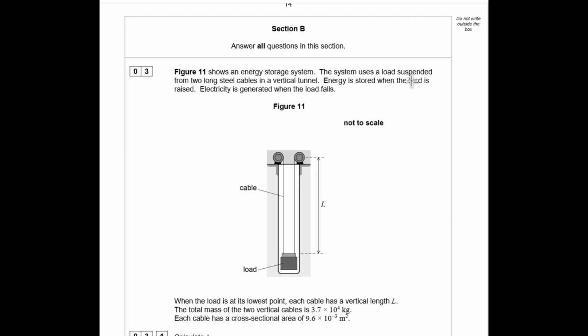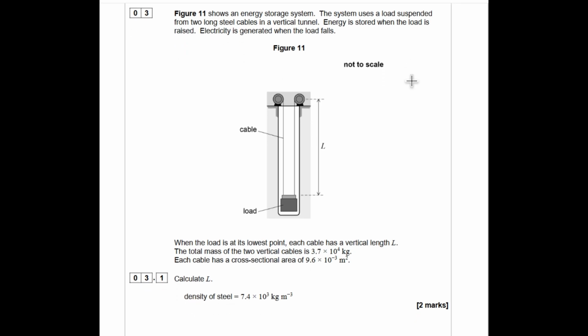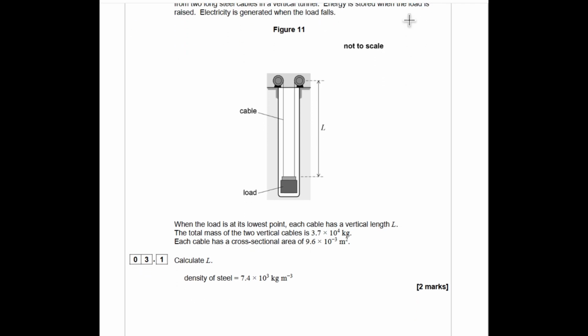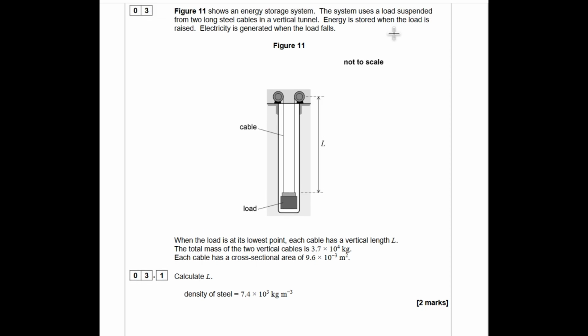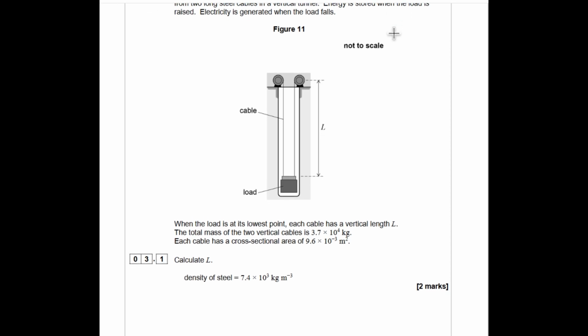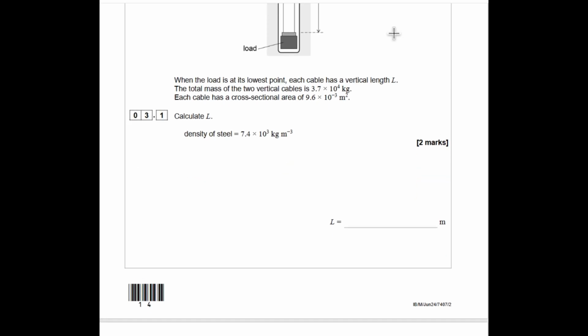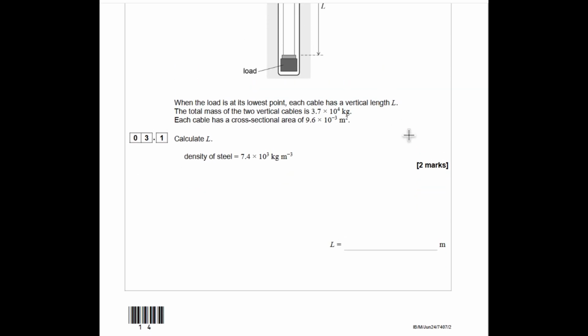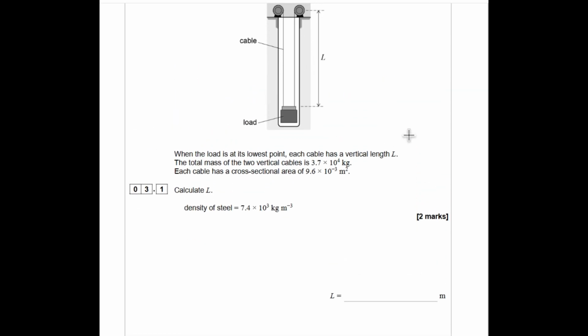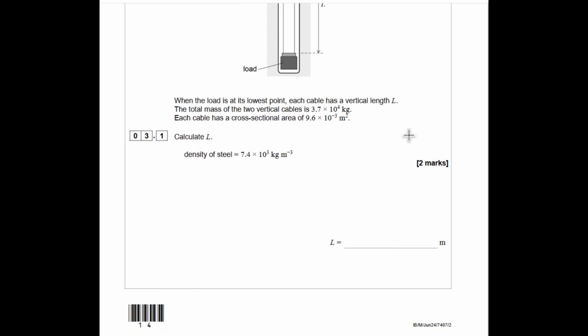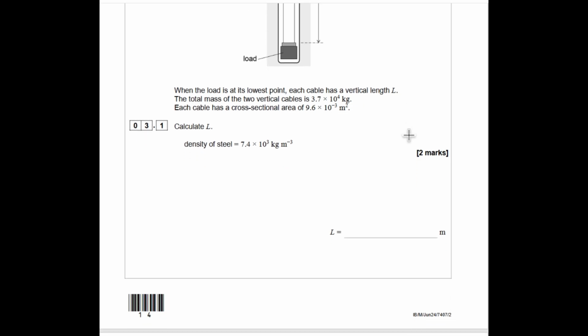So question 3. The figure shows an energy storage system that uses a load suspended from 2 long cables in a vertical tunnel. The energy is stored when the load is raised, and electricity is generated when the load falls. When the load is at its lowest point, each cable has a vertical length L. The total mass of the 2 cables is 3.7 times 10 to the 4 kilograms. Each cable has a cross-sectional area of 9.6 times 10 to the minus 3. Calculate L. The density of steel is given.